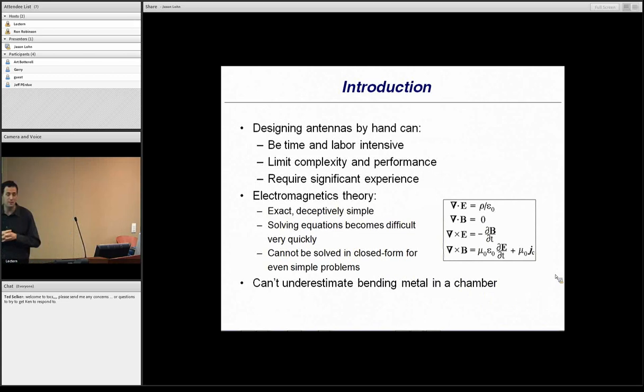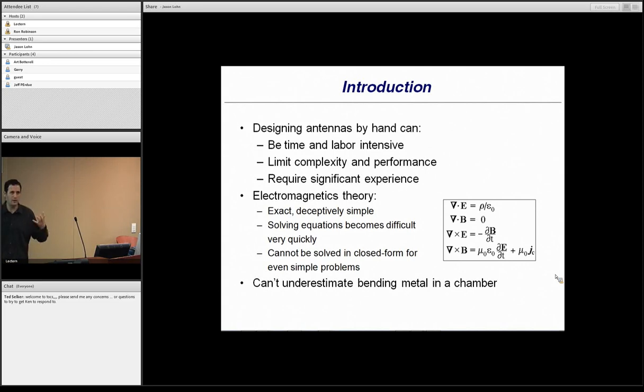So antenna design, as I alluded to, is somewhat of a black art, and it's very time and labor intensive. There are a lot of complex issues. Like I said, it's not really clear sometimes why bending metal in a certain way does what it does, and it requires significant experience. It's hard for an undergraduate coming out of a great school like Carnegie Mellon to be able to design high-performance antennas in their first year after studying electromagnetics.